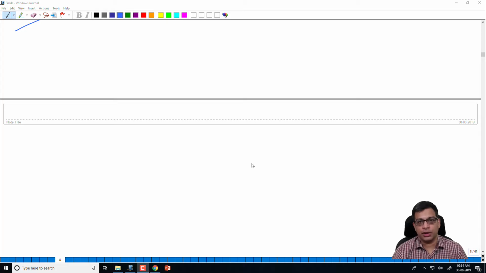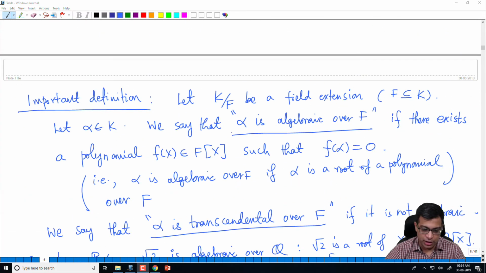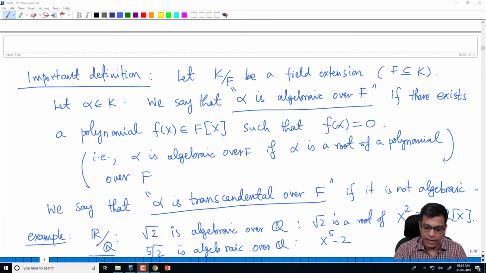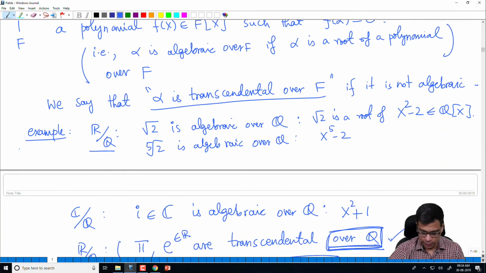Let's continue now. In the last video, we started talking about fields. After defining field extensions, which is the main object that we are going to study, we discussed when an element is algebraic or transcendental. We say that an element of capital K, which is the bigger field, where F is the smaller field, is algebraic if there is a polynomial over F which is satisfied by alpha, and if there is no such polynomial, we say that it's transcendental.